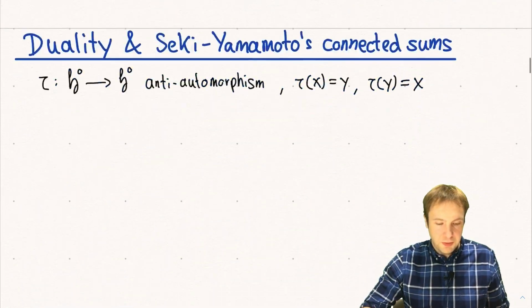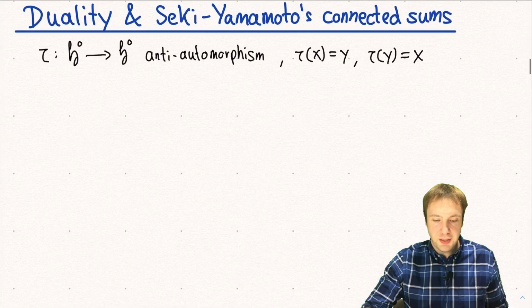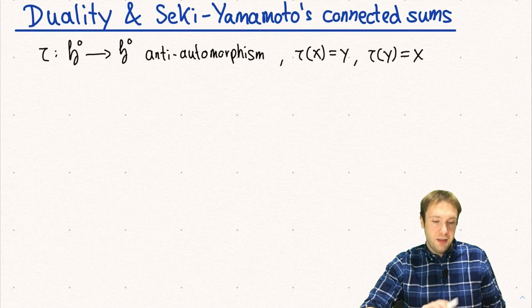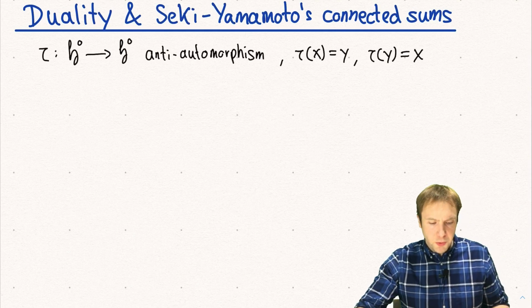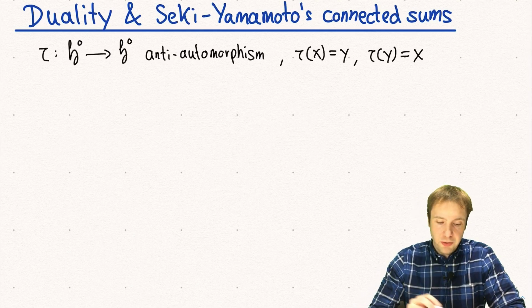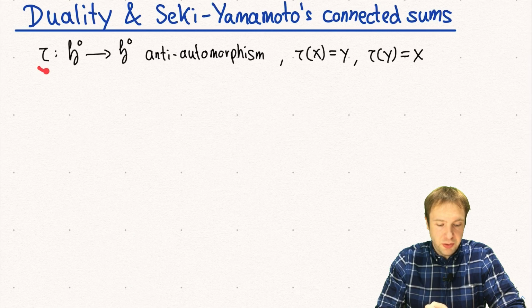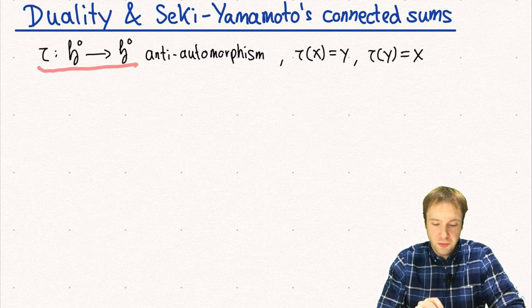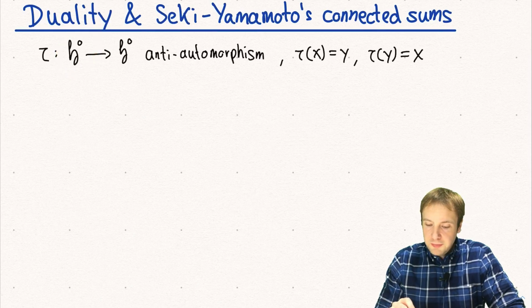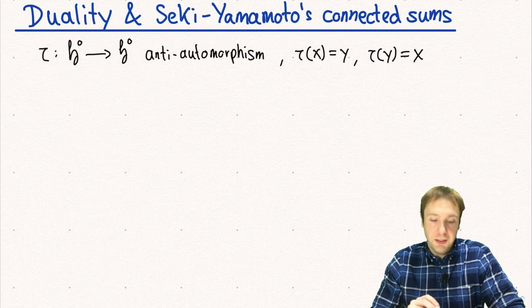Okay, so let's start by talking again about duality, but now from a different point of view. So what was the duality relation? Recall, to state the duality relation, we introduced this anti-automorphism on the space H, but then we also saw that this is defined on the space H0. And this anti-automorphism interchanged these x and y.